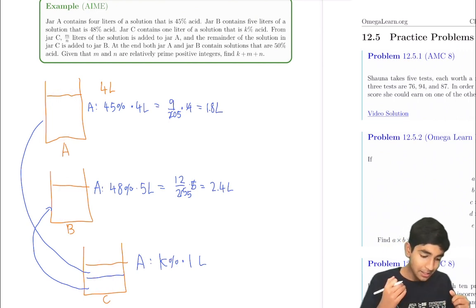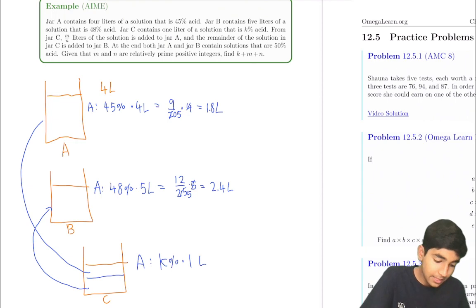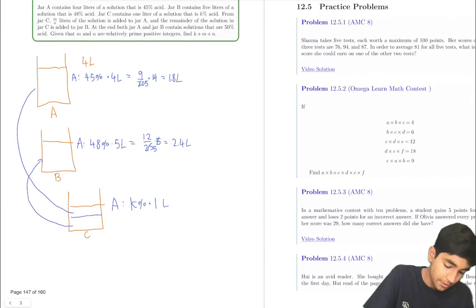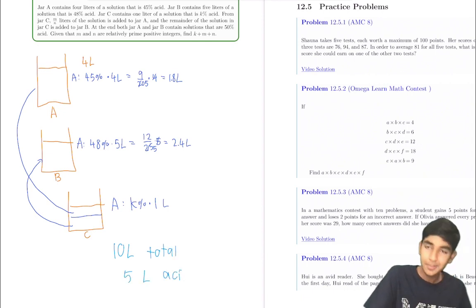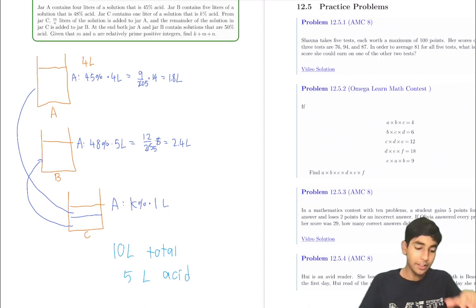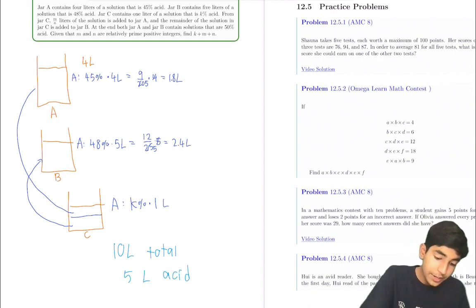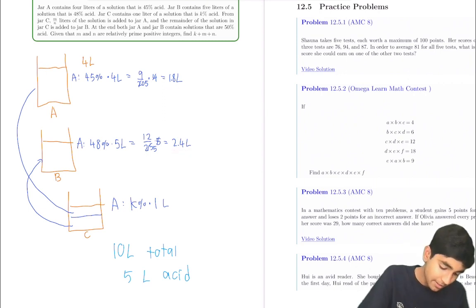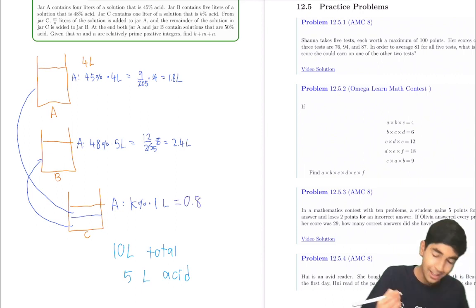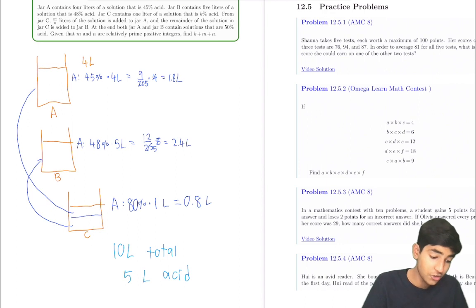So there's a total of 10 liters among solutions A, B, and C, right? 10 liters total. From that, 5 of them must be acid. 5 liters of the 10 must be acid. And we already found 1.8 in A, 2.4 in B, which means 0.8 in C. This is equal to 0.8 liters. K is 80%. We're not done just yet.